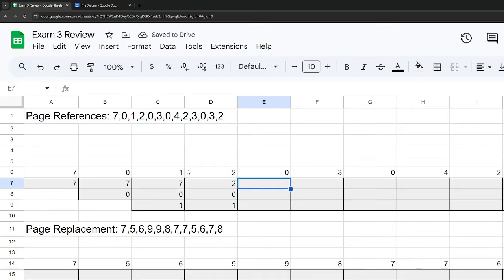Then we'll keep going. It's going to be 2, 0, 1 again, because 0 is already here. Now we have 3. We go on from 2, since we changed 7, to the next cell, which is 0. So we're going to change 0 to 3. So it's going to be 2, 3, 1. Any questions so far? How I got this?